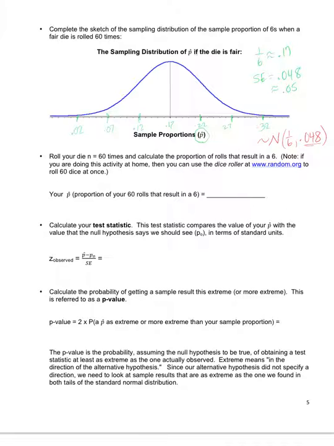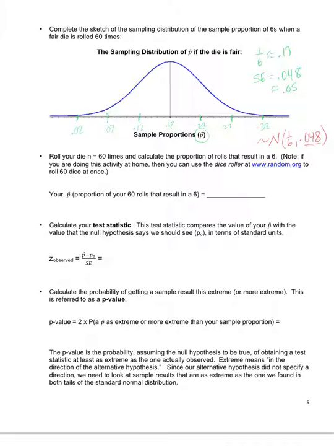All right, next step. You're going to roll your die 60 times and calculate the proportion of rolls that result in a 6. So note, if you're listening to this at home or doing this activity at home, then you can use the dice roller at www.random.org to roll your die 60 times, roll 60 dice all at once. So it's a very quick way to do it. Or you can pull a die out of a game that you have at home and roll it yourself 60 times. All right, so press pause, do that, and when you're ready, come back and fill in what your proportion, or your p-hat, is.